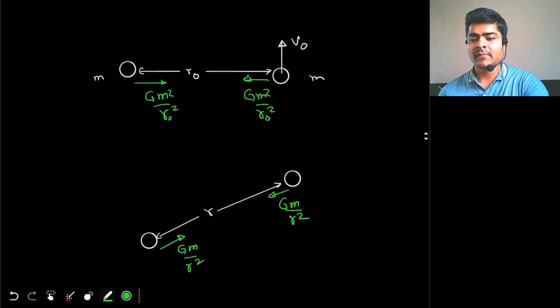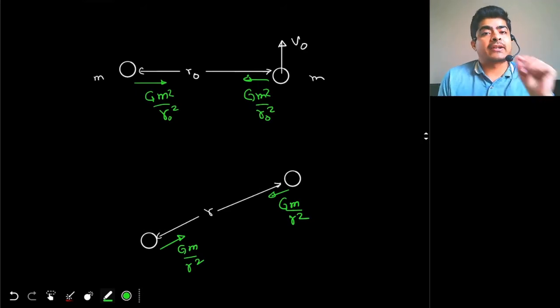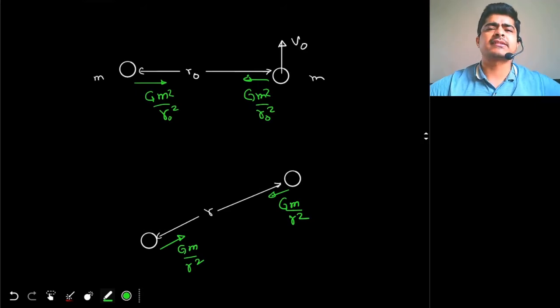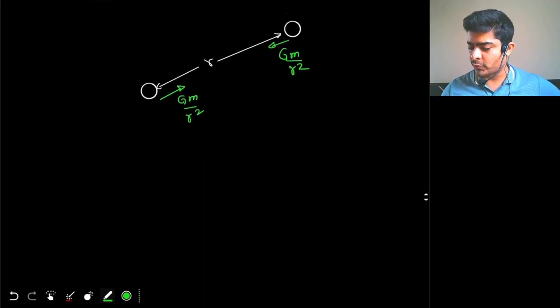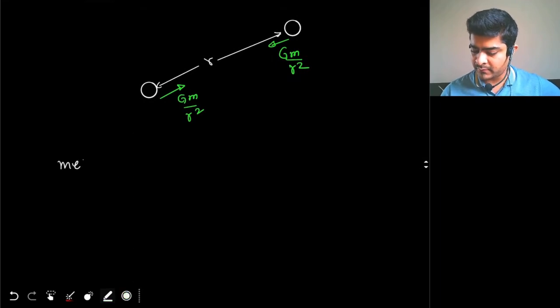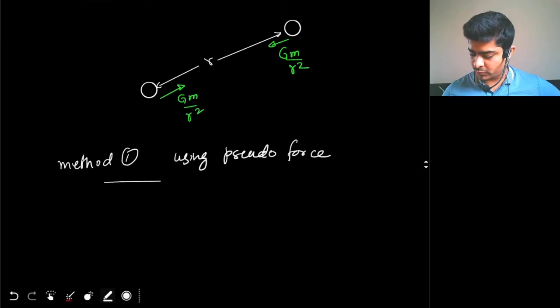Now I could apply two different methods. Either I could solve in the reference frame of the center of mass. This is one way of solving it, and actually the center of mass reference frame will make things slightly easier. But there is another way of solving it using the pseudo force. I will tell you both the methods. Let's first solve using the pseudo force method. So method one is using pseudo force. Again, let's draw this system over here.